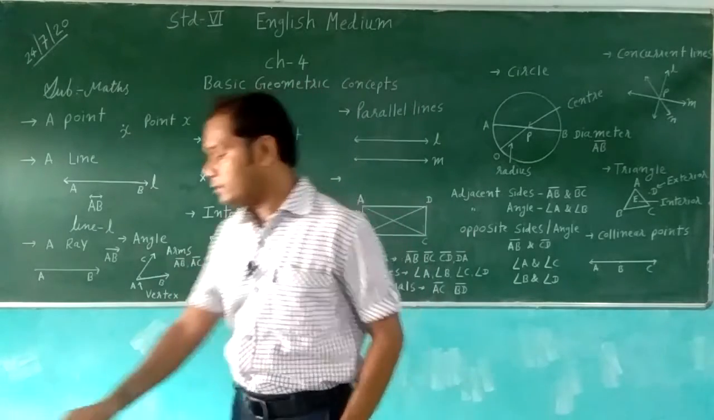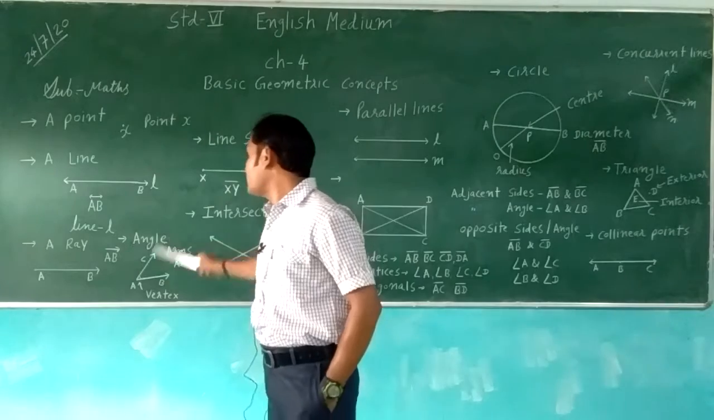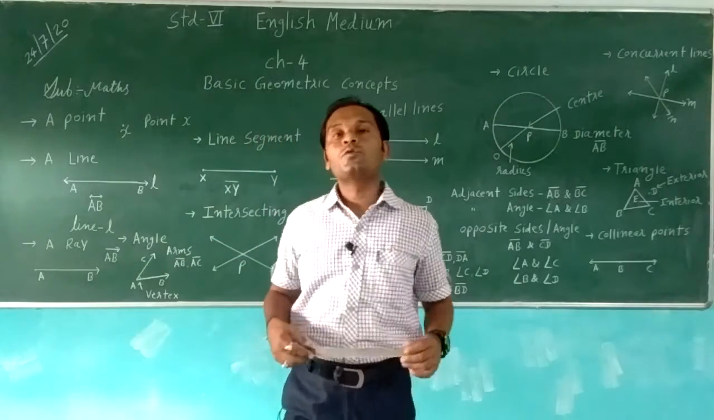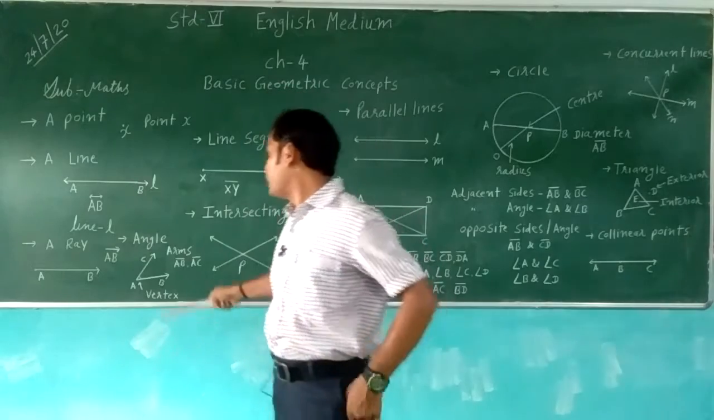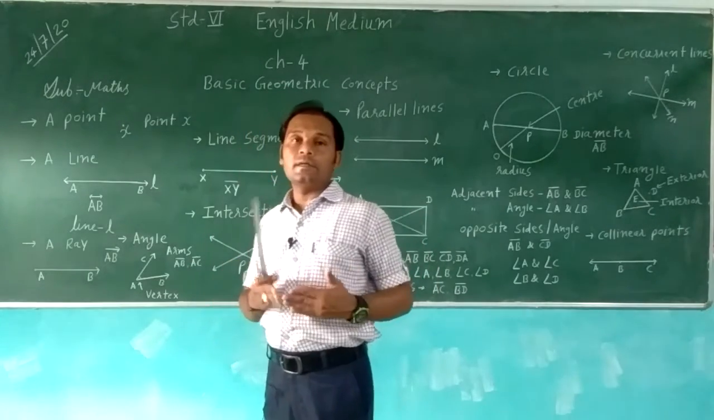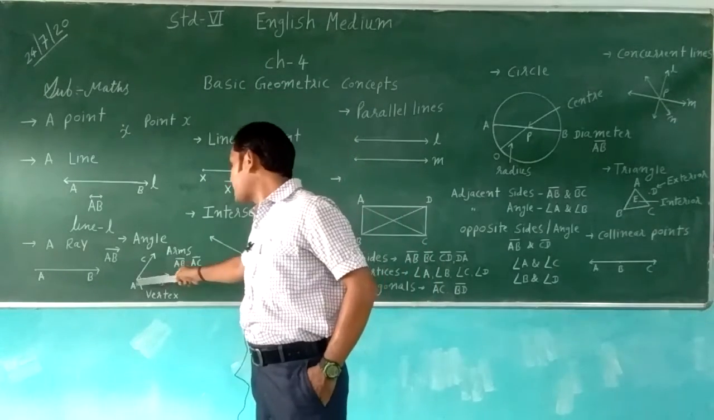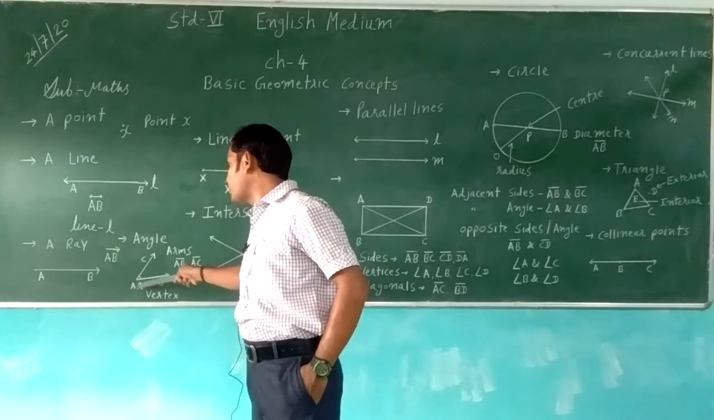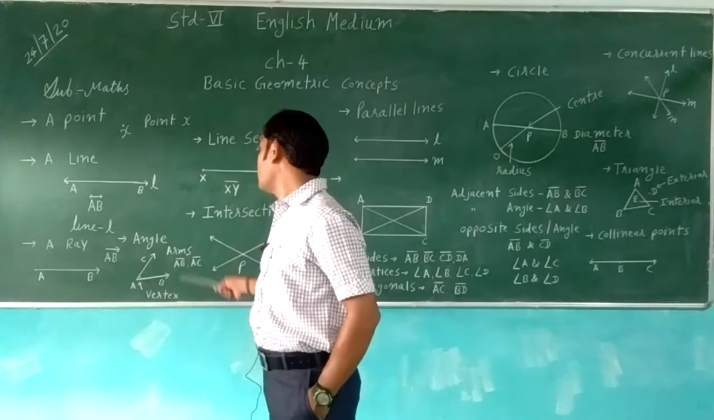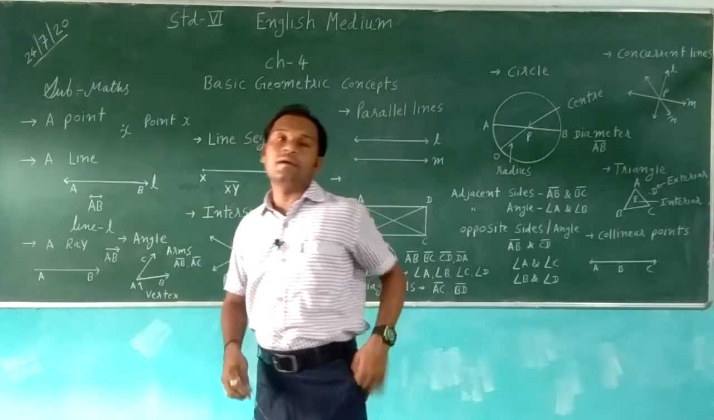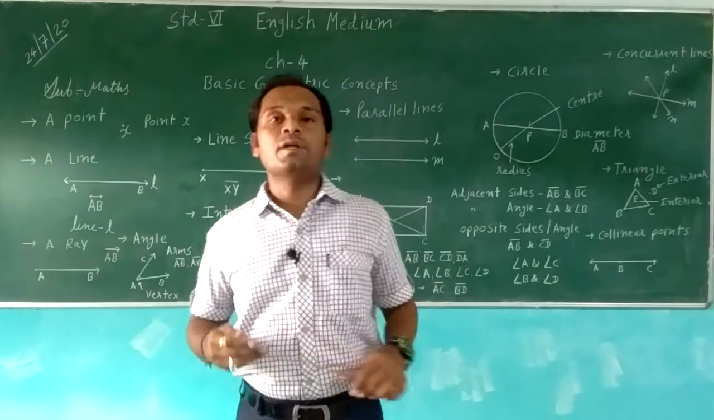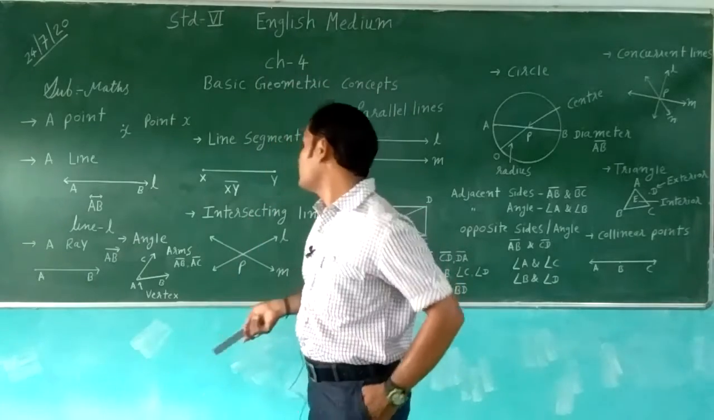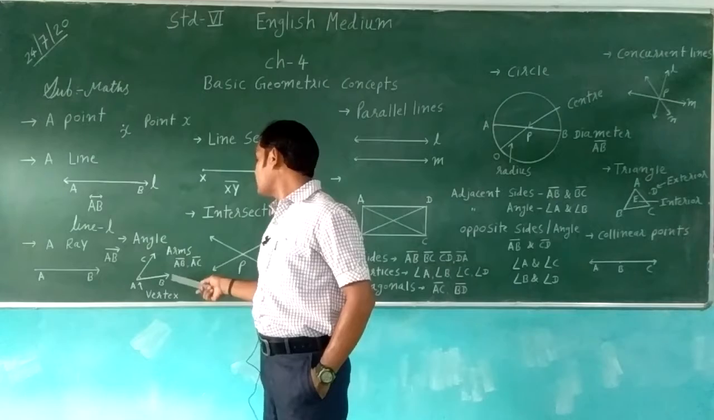Next thing is the angle. An angle is formed when two rays meet at one point. Ray AB and ray AC meet here at this vertex A. So the formation of an angle happens. When two rays meet at one place, they intersect at one place, that is called an angle.